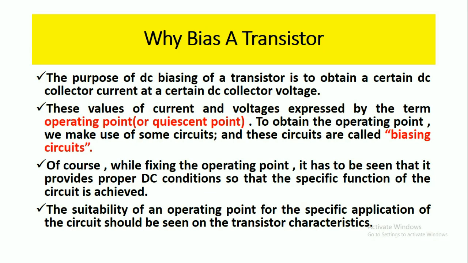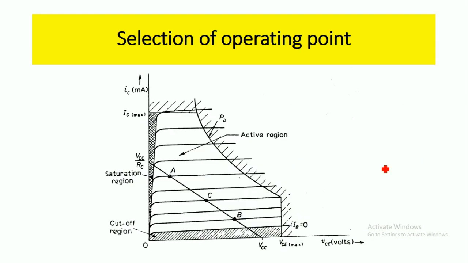To fix the operating point, we have to provide proper DC conditions so that the specific function of the circuit is achieved. That is, if the transistor is to act like an amplifier, we have to provide proper DC conditions so that the operating point is fixed and we can achieve the amplifying action at the output. The suitability of an operating point for the specific application of a circuit should be seen on the transistor characteristics. So where we have to fix the operating point can be decided from the transistor characteristics. The next question is, where do we have to select the operating point on a DC load line?